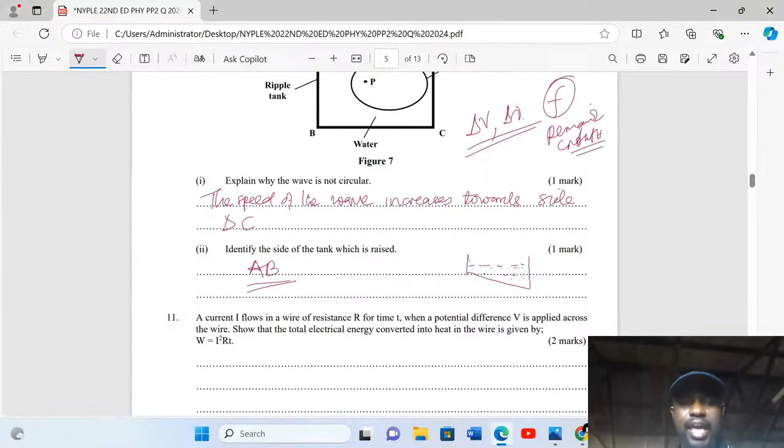Meaning that side AB will become very shallow. This is AB, and this is DC. So side AB will become very shallow, and this will tell us that the speed will increase from the shallow end towards the deep end. The same applies to wavelength. It will increase from a shallow end towards a deep end.